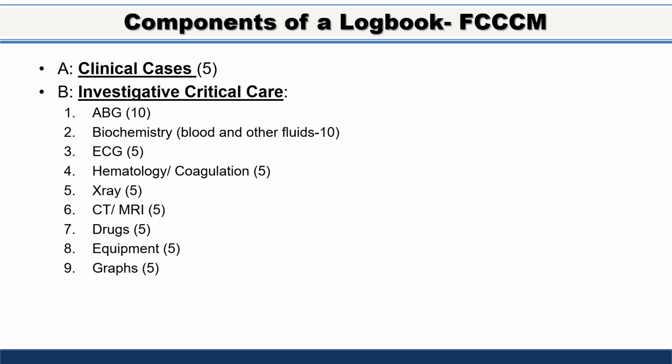This picture also shows you how many you need to submit to complete that category. So you need to submit 10 ABGs fully worked up, 10 biochemistries including blood and other fluids, 5 ECGs, 5 hematology coagulation studies, 5 X-ray studies, 5 CT or MRI, 5 drugs, 5 equipments and 5 grafts. We will spend more time and go into details of each of these.